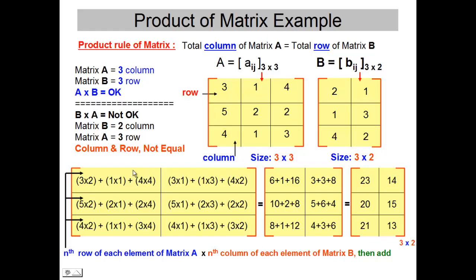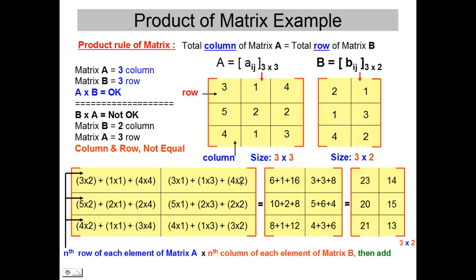So first row, first element: 3 multiply 2 plus 1 multiply 1 plus 4 multiply 4. This is the first element of first row. Second element of first row: 3 multiply 1 plus 1 multiply 3 plus 4 multiply 2. This is the second element. Now second row first element: 5 multiply 2 plus 2 multiply 1 plus 2 multiply 4. This is second row first element.